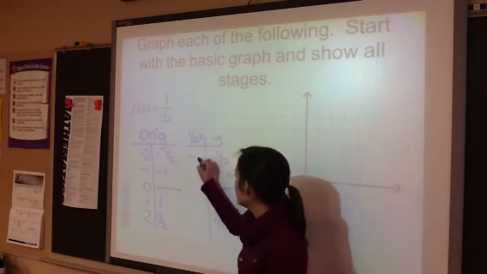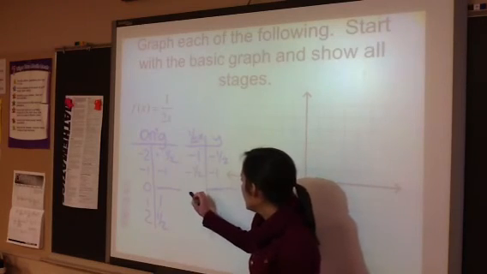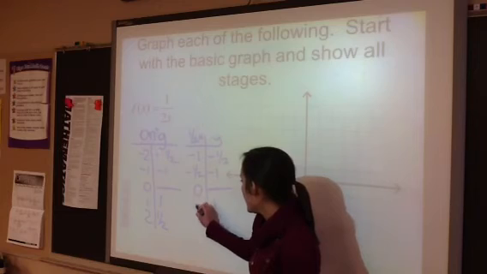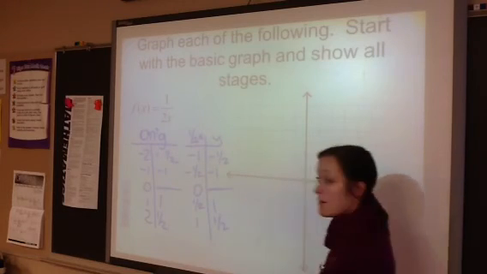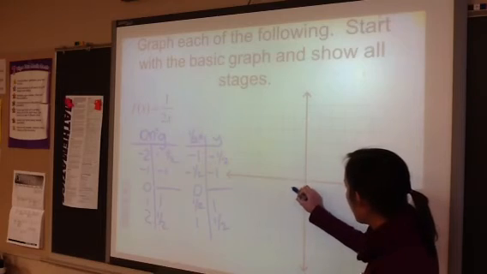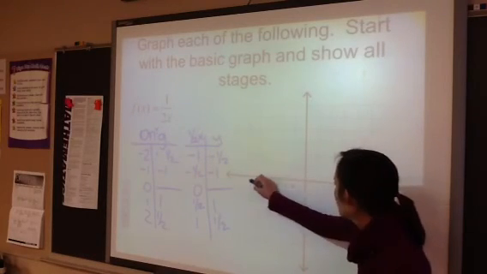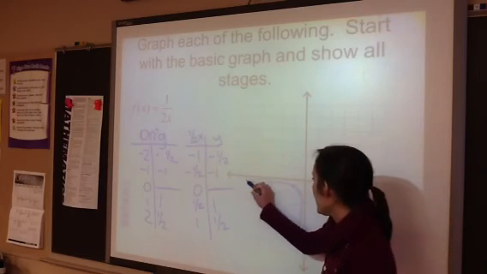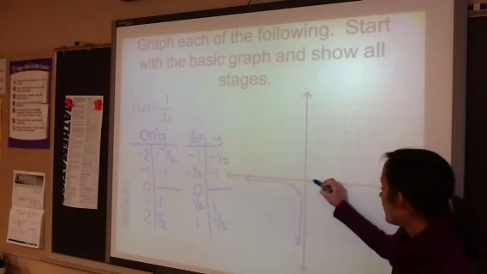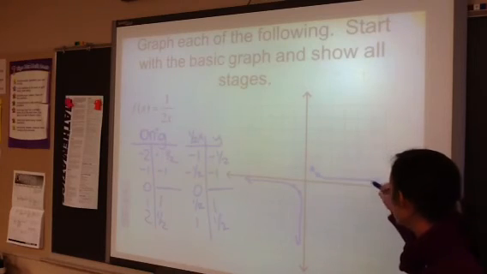X gets cut in half, so negative 1, then a negative half, then 0, then a half, then 1. Plot this and you're done. So go over 1, down a half. Go over half, down 1. Draw your pretty little half of an L. Go over half, up 1. Go over 1, up a half. Draw your pretty little L.